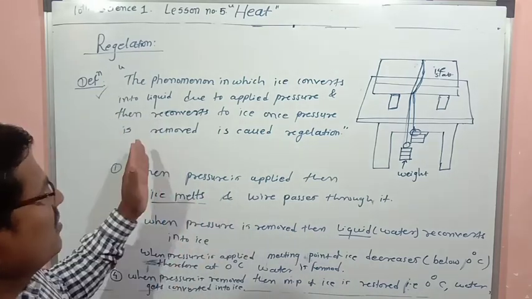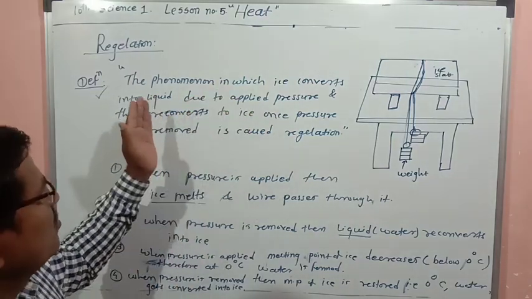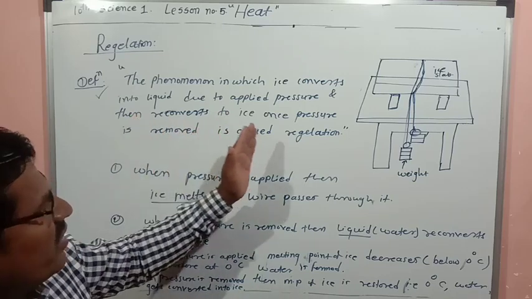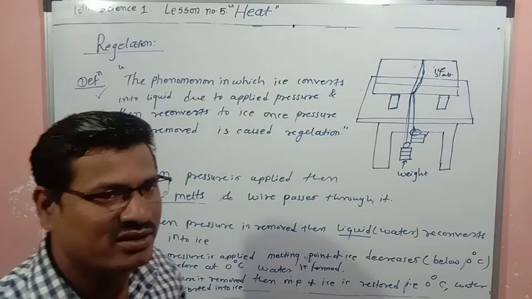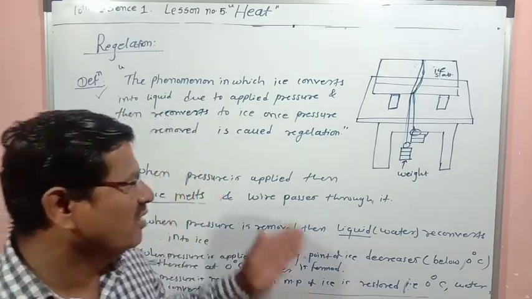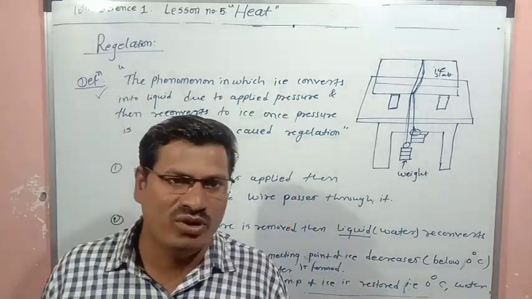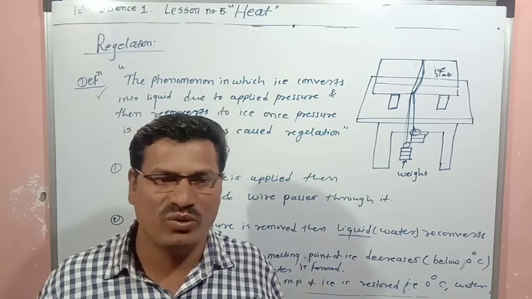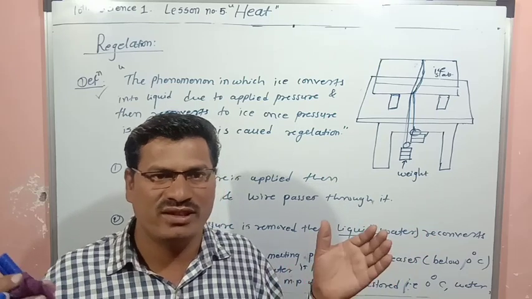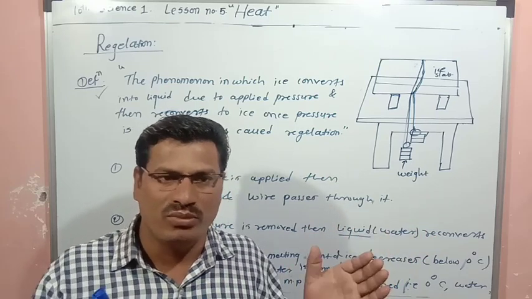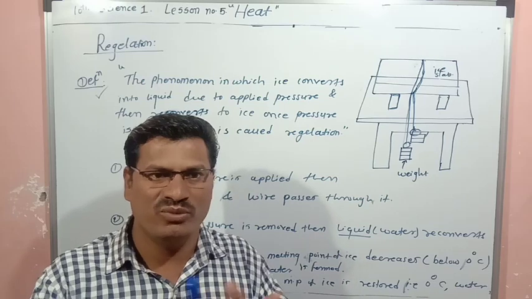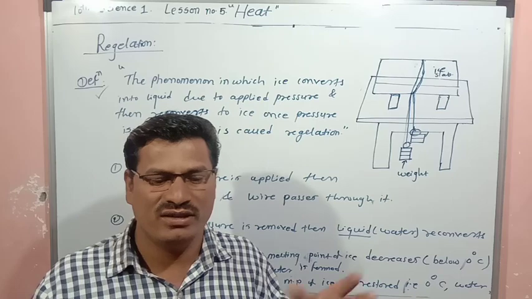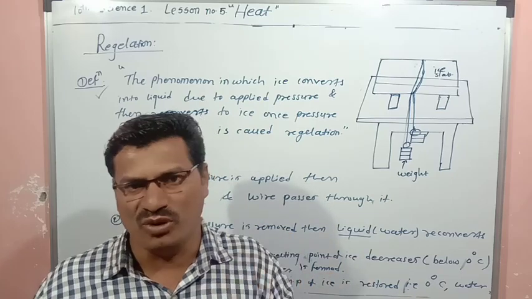So this is the definition of regelation: the phenomenon in which ice converts into liquid due to applied pressure and then reconverts into ice once pressure is removed is called regelation. An example is an ice ball. In the summer season, whatever ice ball you are eating, when pieces of that ice are pressed together, melting takes place, and when you remove pressure, that water forms ice, and then it gets converted into an ice ball.